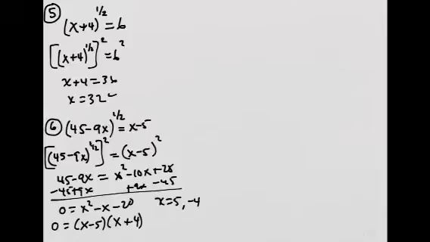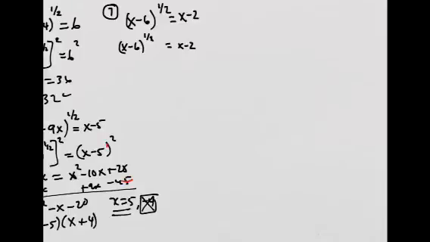Negative 4 is not, because when you put negative 4 here, you get negative 9, and when you put it here, you get 81, which is positive 9. So in this problem, this one's the extraneous solution. So the only answer here is x equals 5.